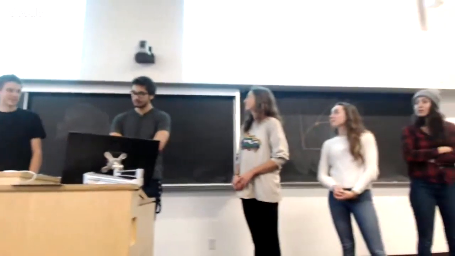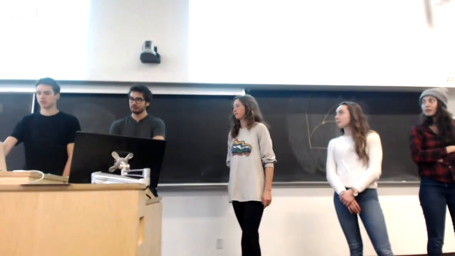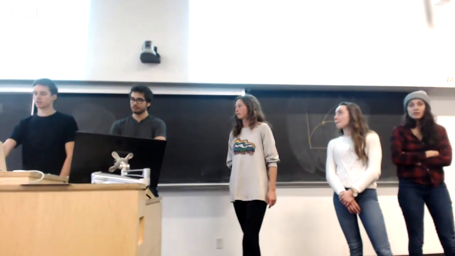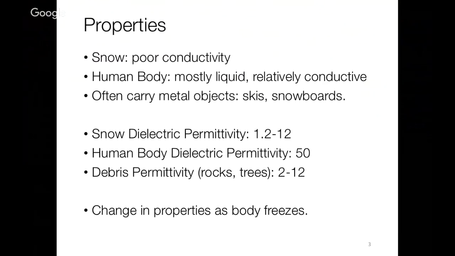Okay, go ahead. Okay, so for our project, we took a look at using geophysical methods for identifying buried avalanche victims. So in terms of the setup, avalanches kill about 14 people every year in Canada from burial, and it's a time-sensitive thing, so the rates of survival pretty steeply decrease the longer they're buried. So we looked at geophysical methods that can help quickly identify buried people.